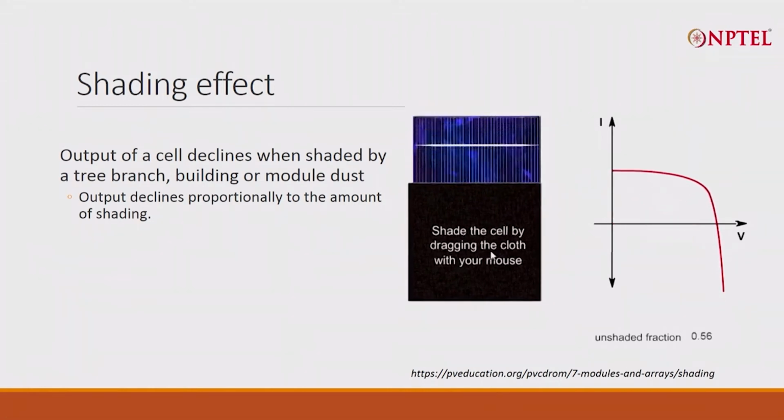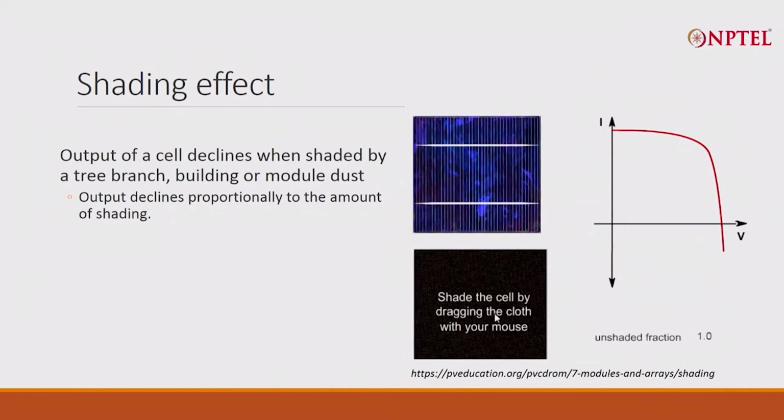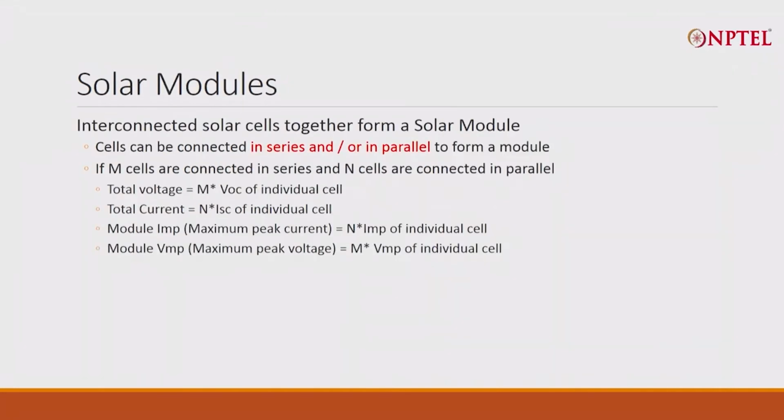Okay? I think this is a very good example, please take a look at it. So, interconnected solar cells form a solar module. M cells connected in series will give you total voltage M into VOC, open circuit, and N cells connected in parallel will give you N into ISC.